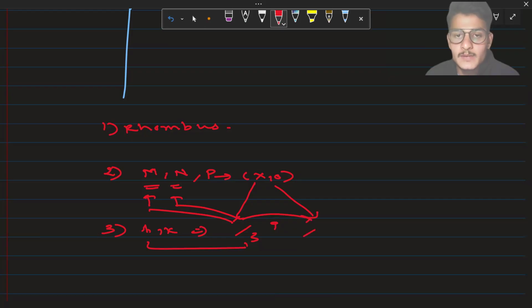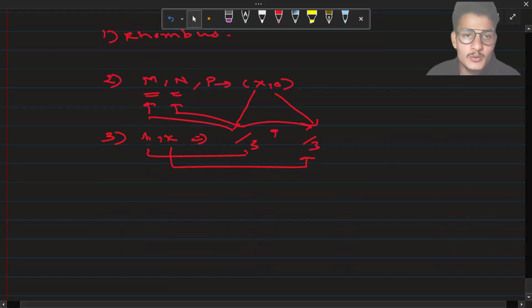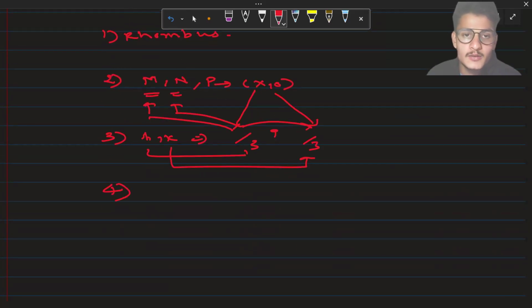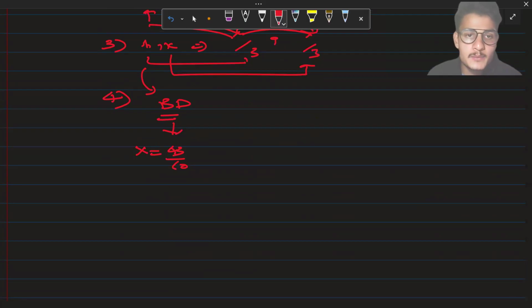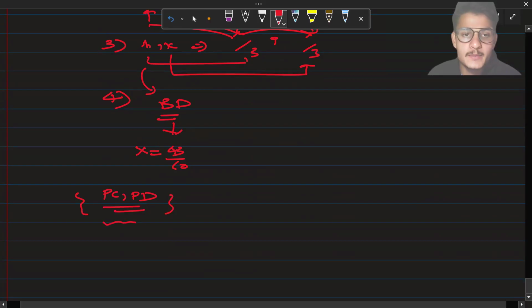And in a similar manner, using the y coordinates of both M and N, we will receive the k, and satisfy it on the locus of BD. First, satisfying H, K on the BD, we have received the x as 43 by 60. So in this manner, we will get the PC and PD, which is what is asked in the question, the lengths of PC and PD. So this is the length of PD, 43 by 60. So PC becomes 17 by 60.